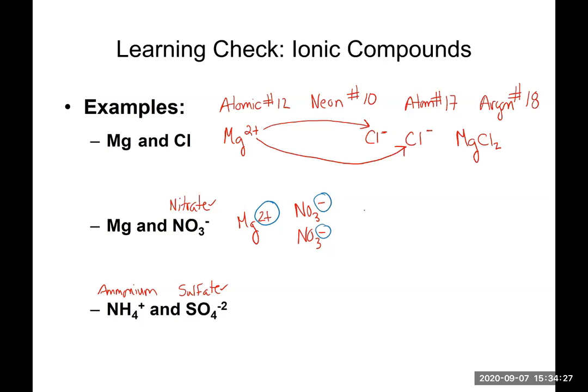This way we have 1 magnesium, and because we have nitrate, we have to make sure everyone knows we're talking about an entire NO3-. So we put NO3 in parentheses, and we put a 2 outside of the parentheses to show that we have 2 of those. Notice I don't write any of the charges because the charges have all neutralized one another. I'm going to leave ammonium sulfate for you to do on your own later.